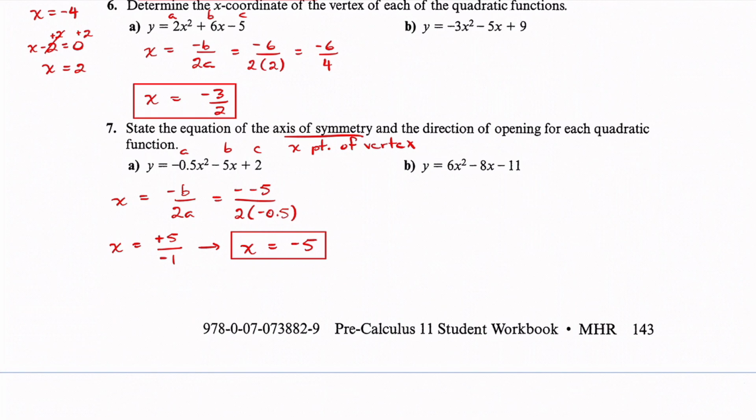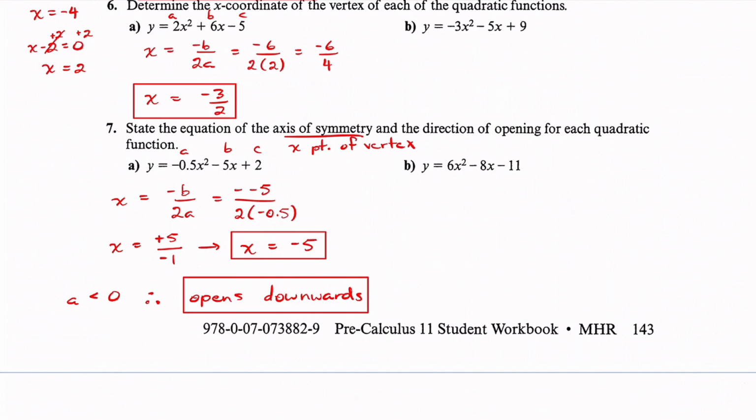Then we just had to state the direction of opening. And in this case, the a is negative. It's at negative 0.5 there. So a is less than 0, meaning it's negative. So therefore, it's going to open downwards. So that one is done.